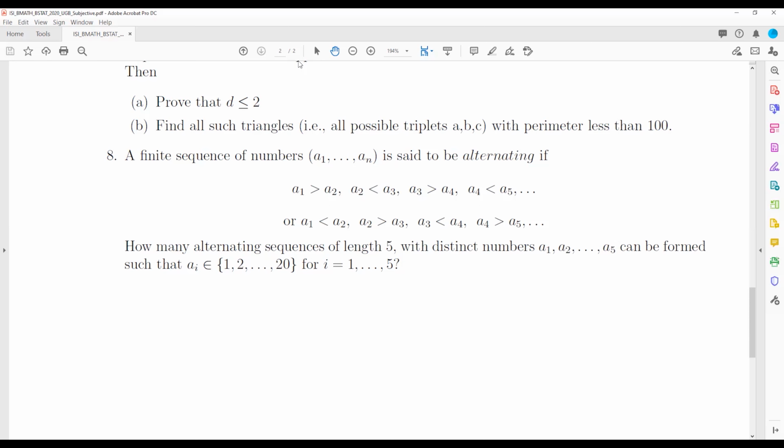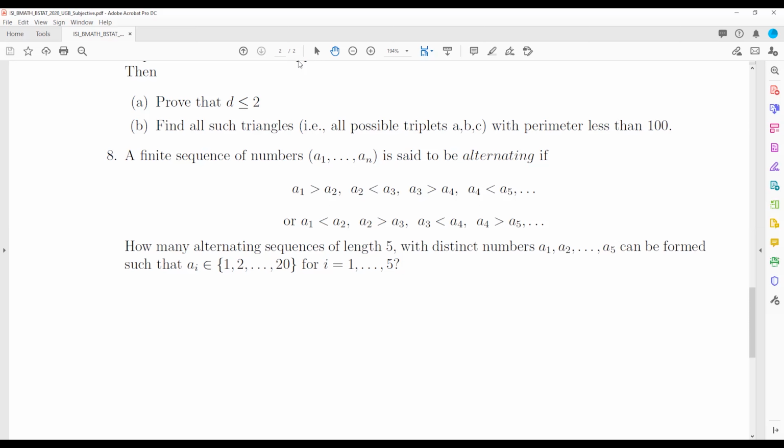A finite sequence of numbers a1 to an is said to be alternating if a1 is greater than a2, a2 is lesser than a3, a3 is greater than a4, a4 is lesser than a5, and so on. Or it might be a1 lesser than a2, a2 greater than a3, a3 lesser than a4, a4 greater than a5. Now if you read it like this, you won't understand anything, so we have to visualize how things are happening. And the question is asking how many alternating sequences of length 5 are there with distinct numbers a1, a2 till a5.